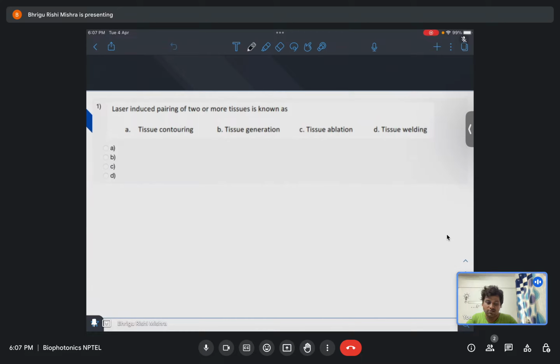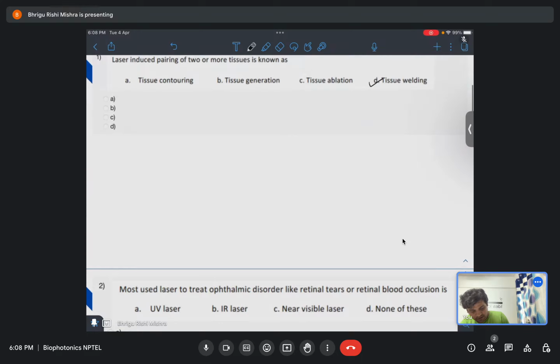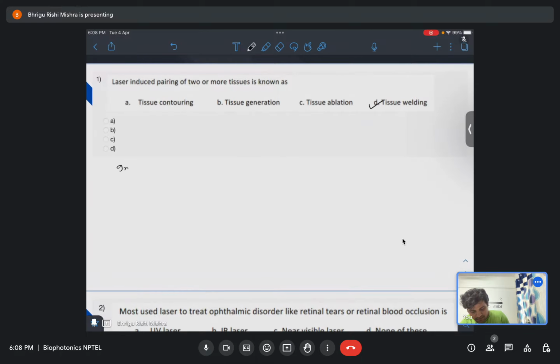tissue welding. So basically binding of two or more tissues is tissue welding. Okay. So let's discuss more about tissue welding. I'll just try to write a couple of things here. In this process, laser is used to join or bond tissues. Okay.